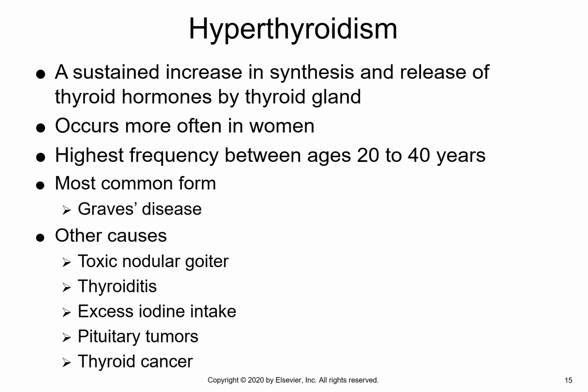Hyperthyroidism is an innate hyperactivity of the thyroid gland with sustained increase in synthesis and release of thyroid hormones. It occurs in women more than men, with the highest frequency in persons 20 to 40 years of age. The most common form is Graves' disease. Other causes include toxic nodular goiter, thyroiditis, excessive iodine intake, pituitary tumors, and thyroid cancer. Since hyperthyroidism may be caused by iodinated contrast media used in CT scans and other radiological studies, monitor those who are at risk closely after iodinated contrast media exposure.